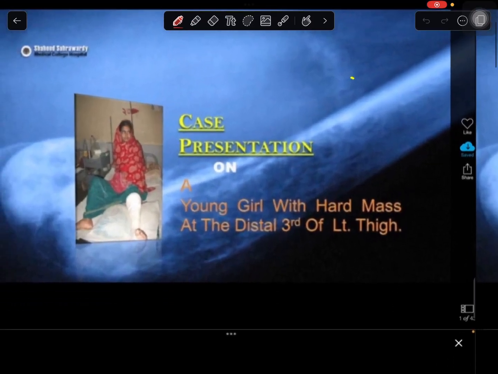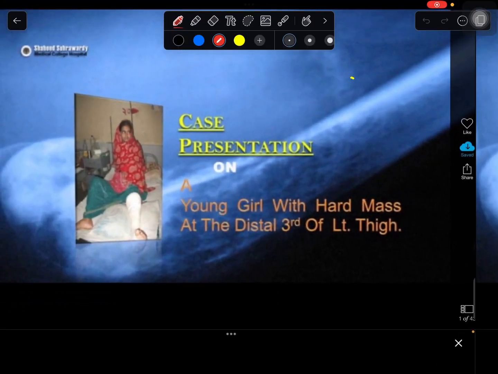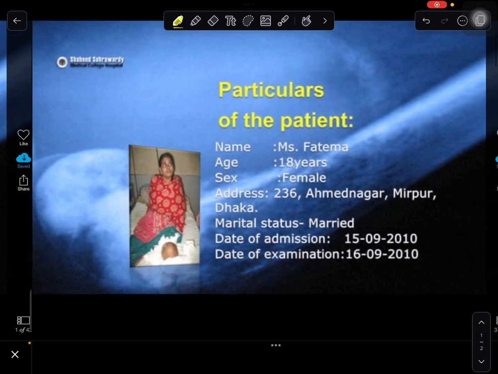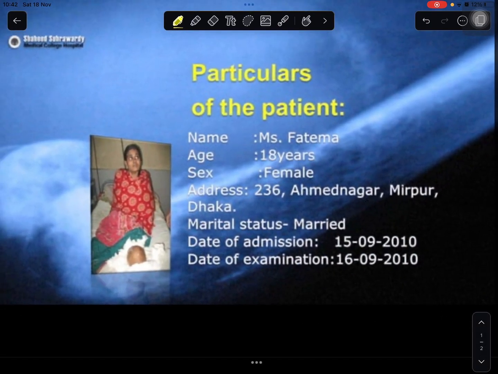Okay. Now we are going to take a case presentation. This case presentation is about a young girl who was having a hard mass on her left thigh. So as you can see in this drawing, this patient is having some sort of hard mass on her thigh region. Okay. Now she comes to the hospital and we take the history.